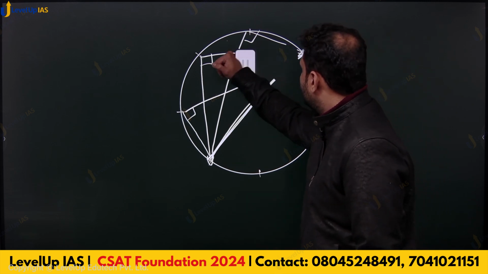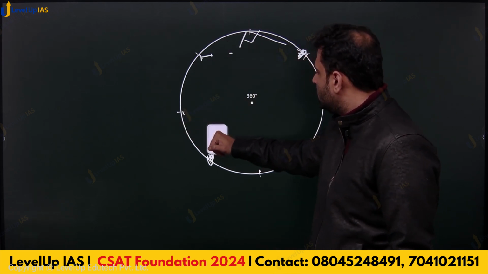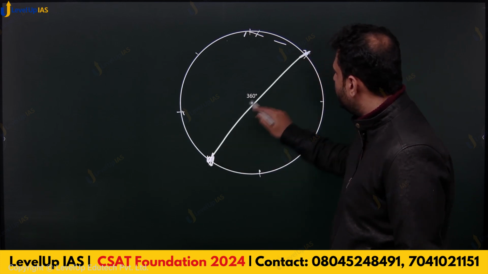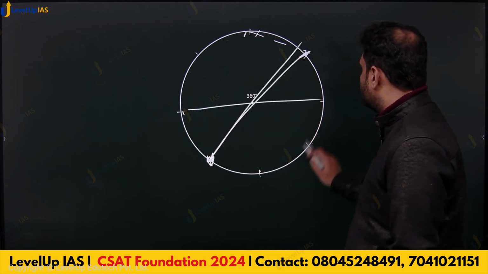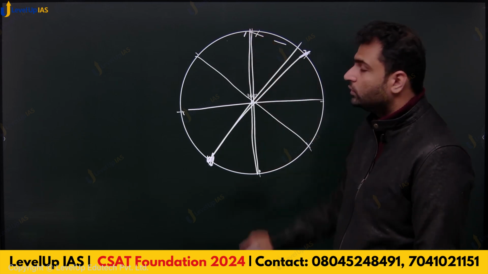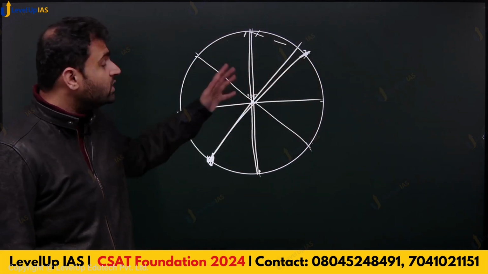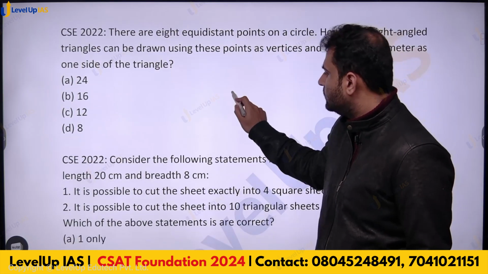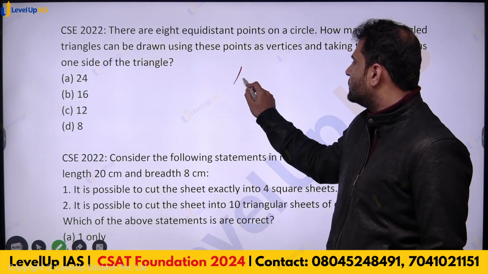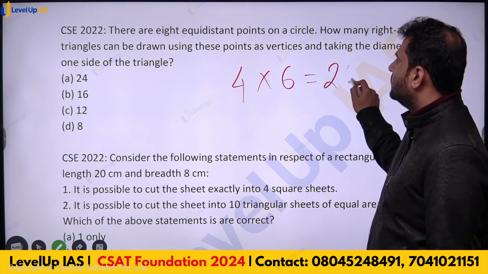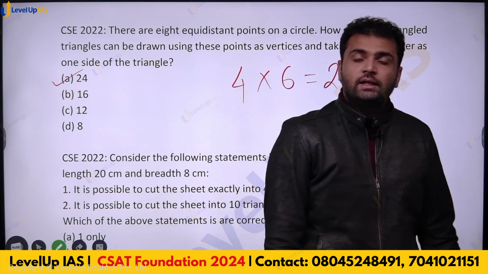And if we have 8 equidistant points, how many diameters can we choose? We can choose this diameter. We can choose this and this, second diameter. We can choose this and this, third diameter. And we can choose this and this as the fourth diameter. So there are 4 choices of diameter, and for every choice of diameter, we have 6 right angle triangles, as the question asks. For each diameter, we have 6 choices of right angle triangles. So the total number of right angle triangles is 24.